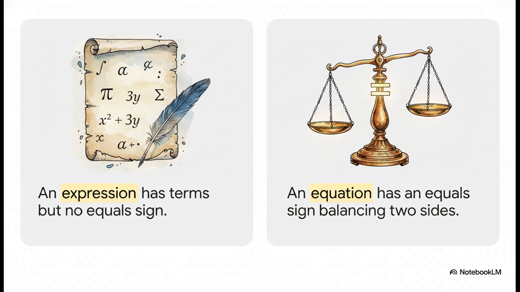The first thing we need to do is clearly contrast our two main playing pieces. On one side, we have an expression. Think of this as a simple mathematical phrase. It has terms, maybe a few constants and variables, but no equal sign. It just kind of is what it is. On the other side, though, we have an equation. And an equation is a fully balanced scale. It takes two expressions and firmly declares that they weigh the exact same amount. That equal sign is the fulcrum of our whole scale.